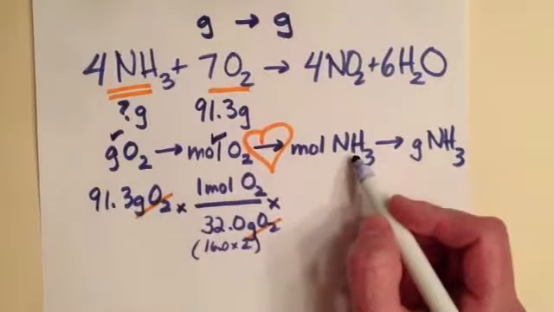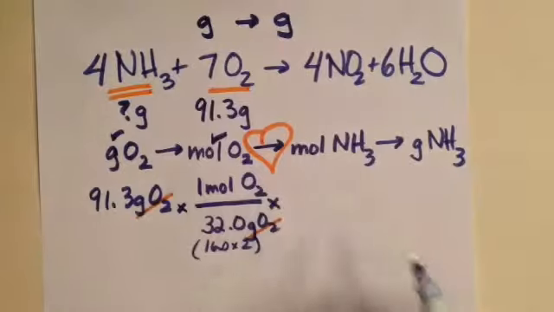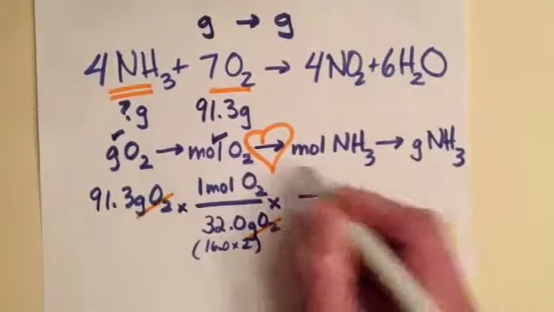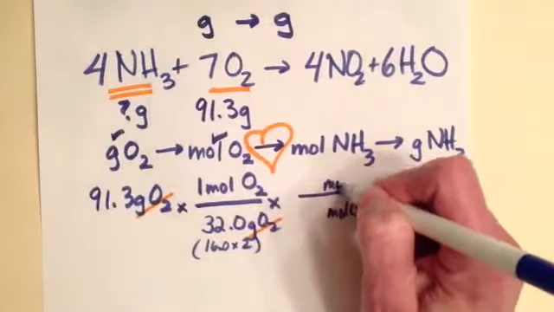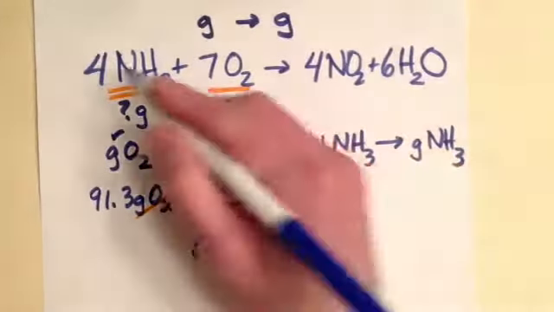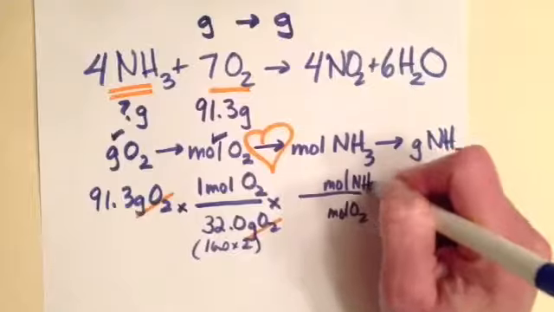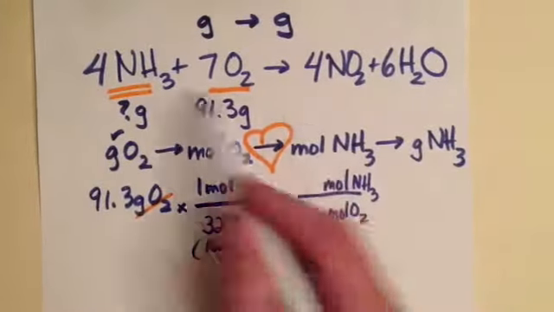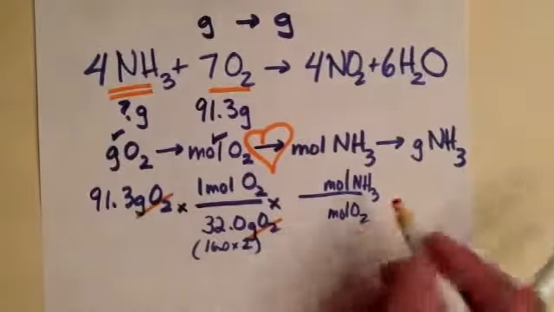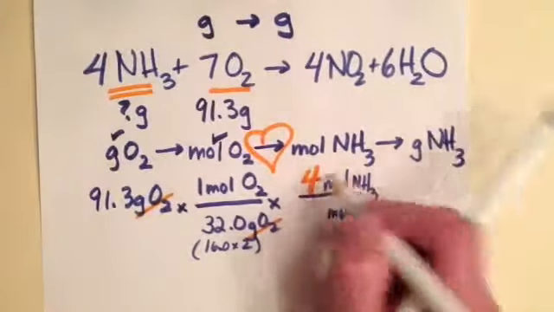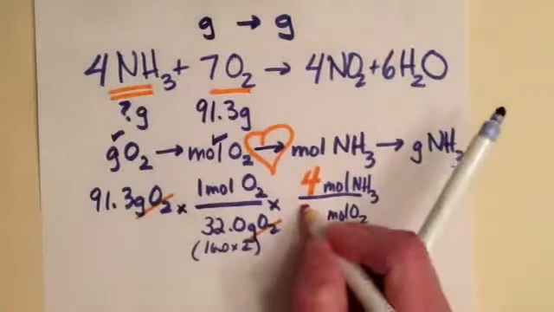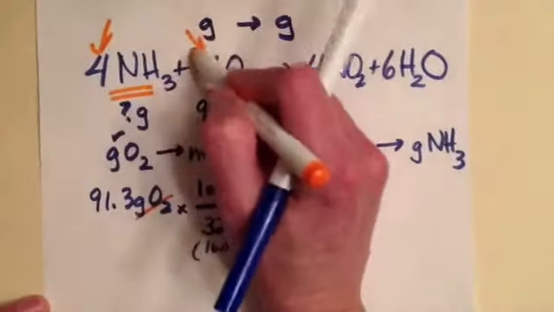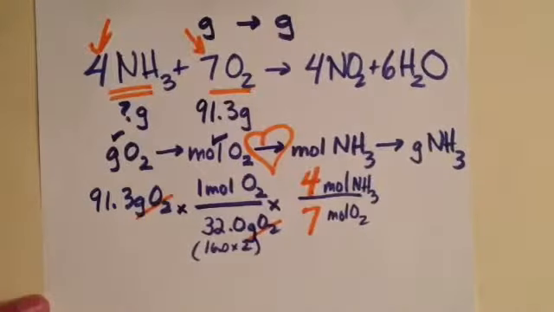So to get to moles of ammonia, I need to look at this mole ratio. I need to put moles of oxygen on the bottom, and I need to put moles of ammonia on the top. So these numbers here are the heart of the problem, where I can actually start converting to the substance I want. Okay, so that's the orange. That's this number here and this number there. That's where I get those numbers.